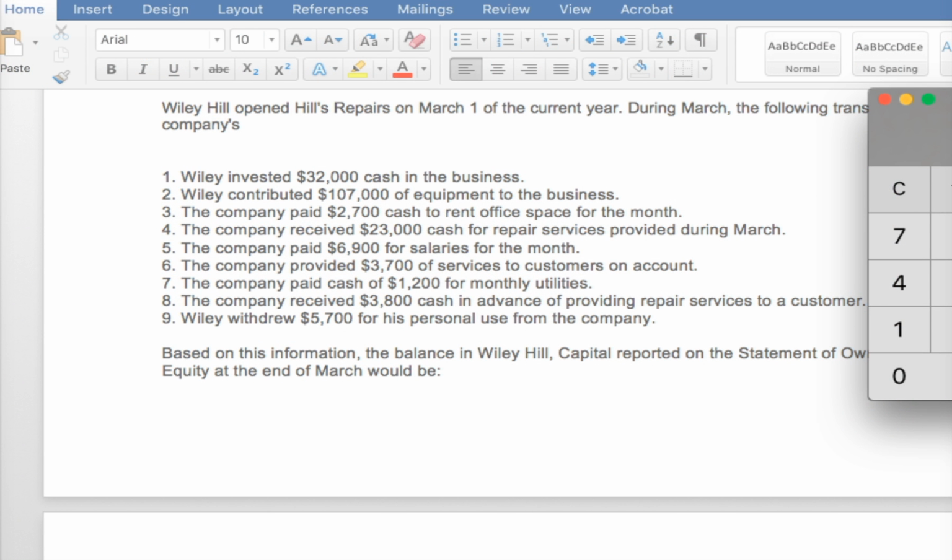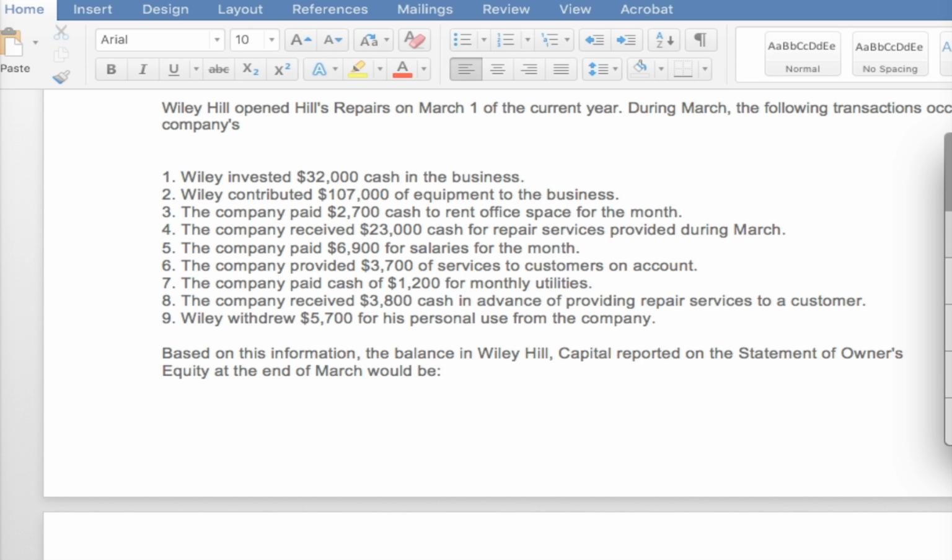Okay, so starting with the first one, $32,000 increases the capital account. Okay, contribution of $107,000 increases the capital account. Okay, paid expense, that's going to decrease the capital account. Received $23,000 cash, that's earned revenue, increase.